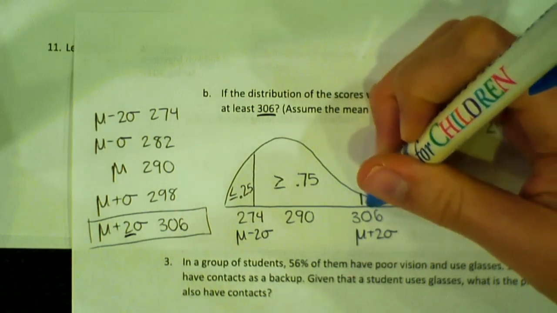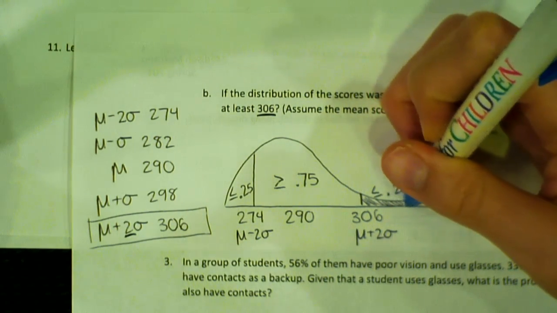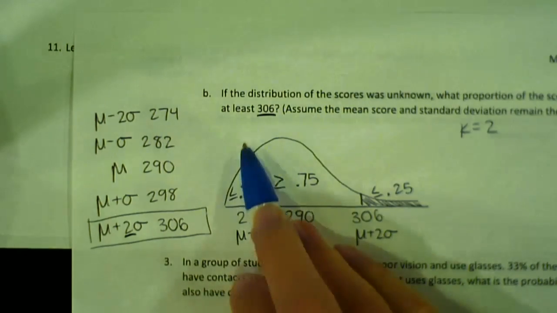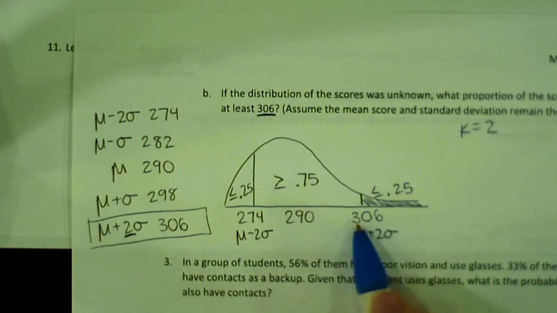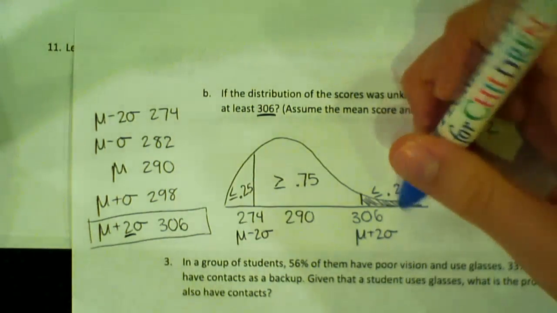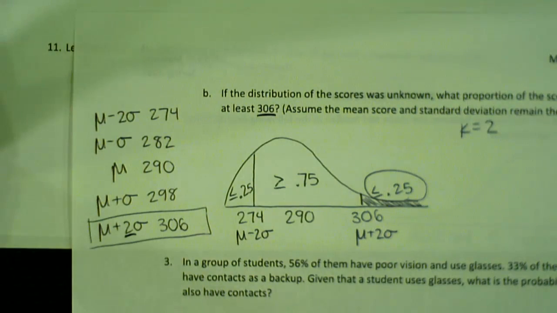And we want to look at everything here. If we want at least 306, we want everything that's greater than or equal to 306. So that would be no more than 25%.